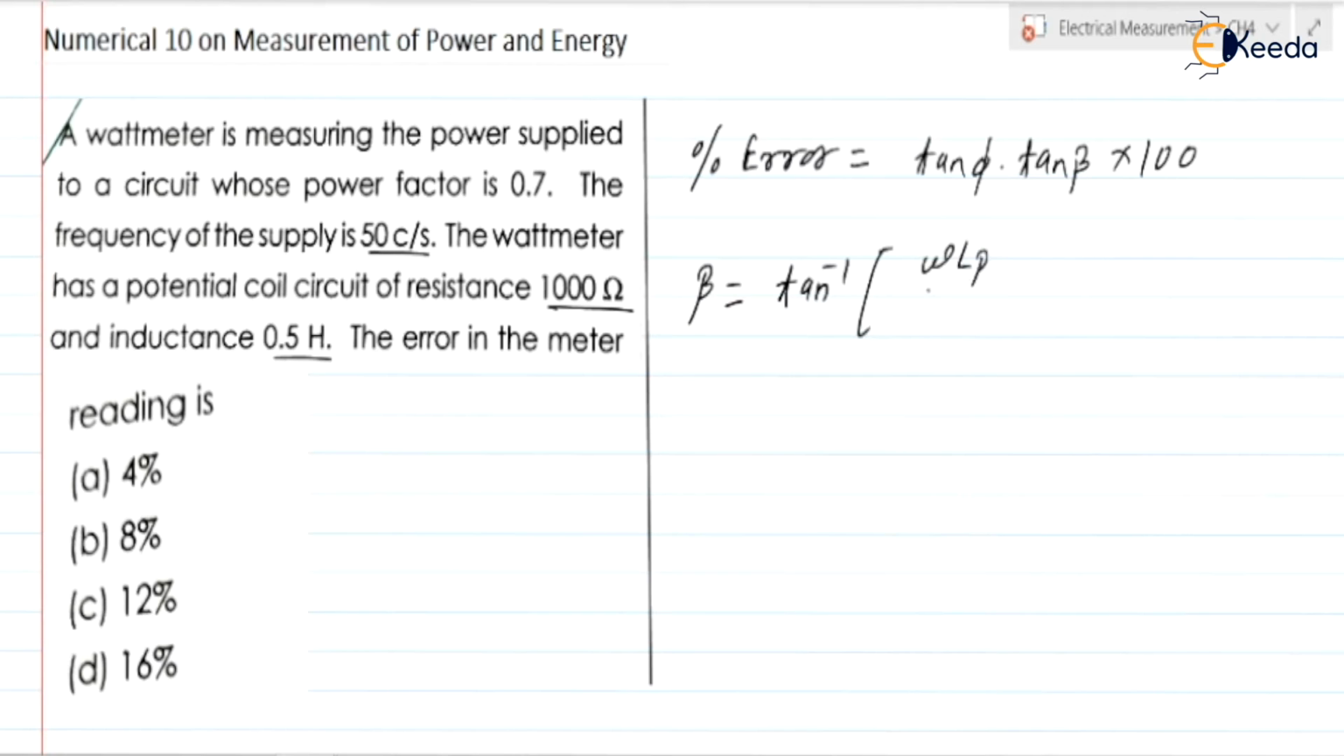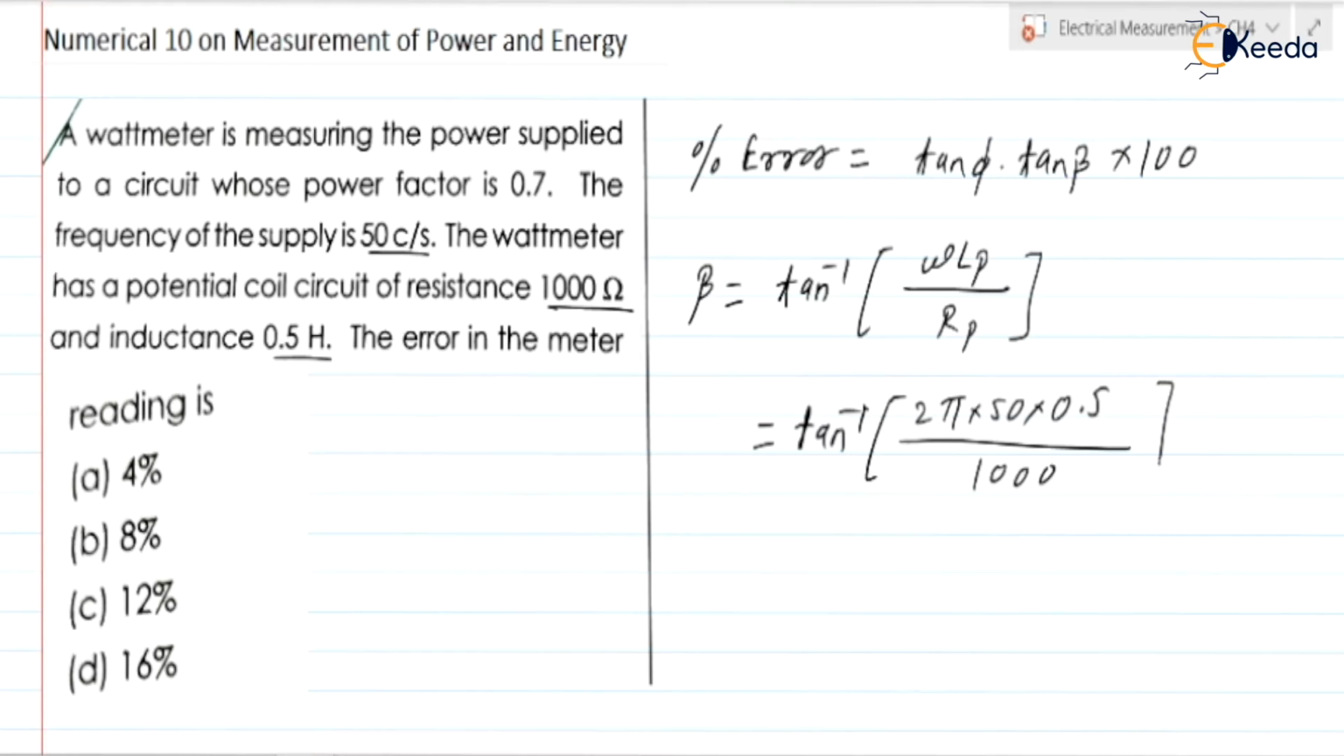omega into LP divided by the resistance RP of the potential coil circuit. So we can write tan inverse of omega, which is 2 into pi into frequency, that is 50, into LP, the inductance, divided by RP, that is 1000. So it is 2 pi into 50 into 0.5 divided by 1000, tan inverse of this term. So it is 8.927 degrees. This is beta, right?